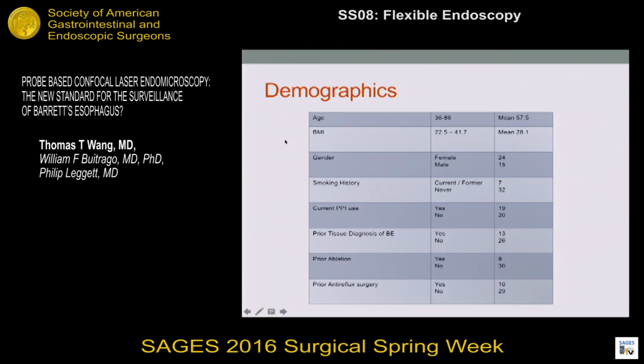These are our patient demographics. It's about 50-50 for patients with current PPI use. And one-third of our patients had a prior diagnosis of BE. And again, I wanted to emphasize that all these patients with prior diagnoses of BE underwent treatment for this BE with either ablation, reflux surgery, or both.